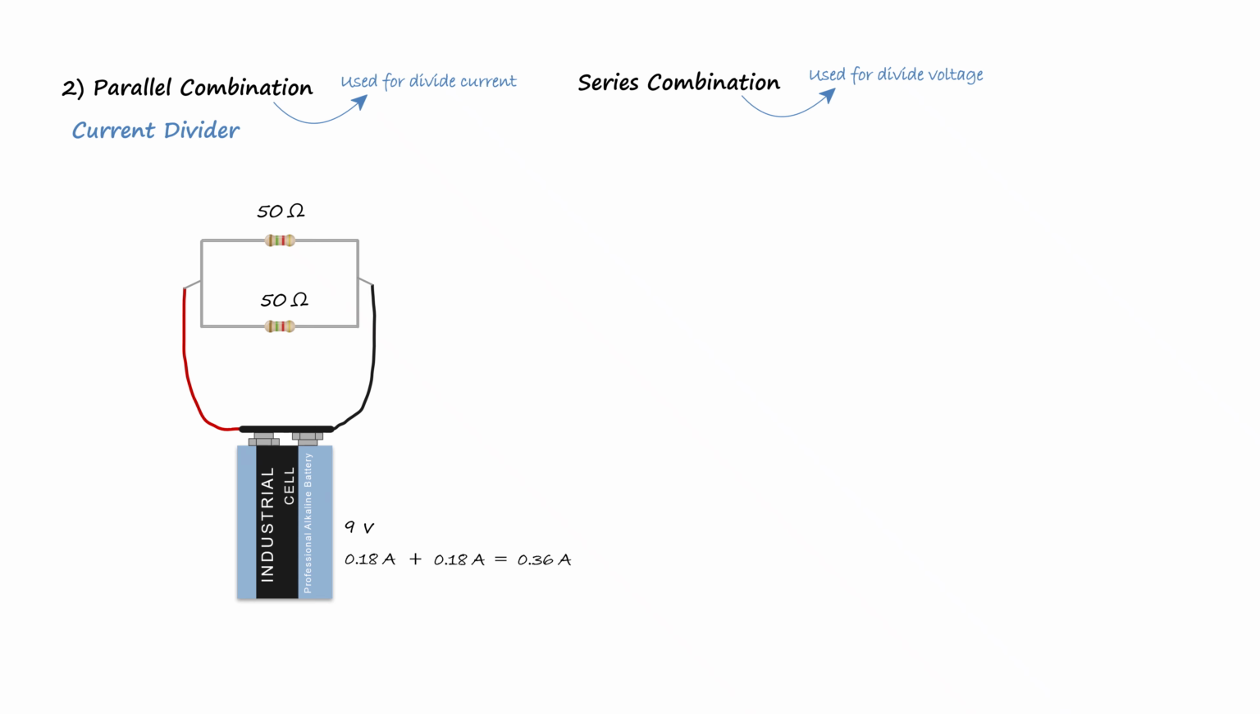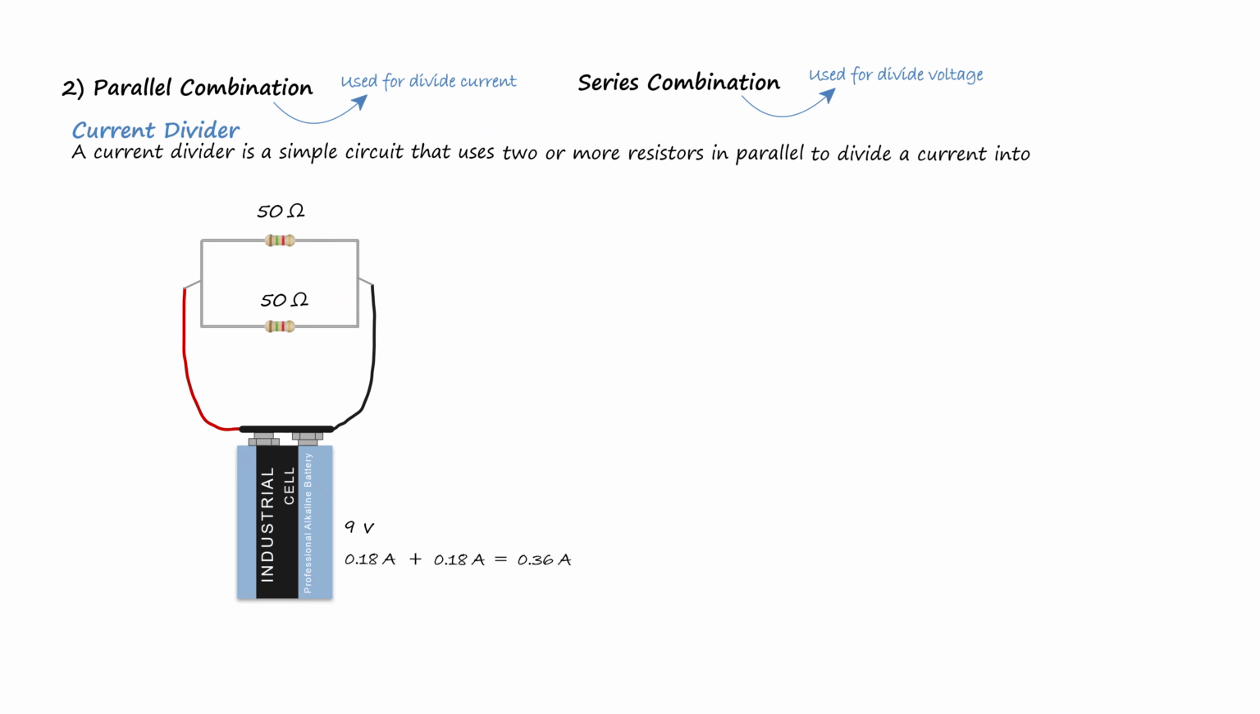And generally, when we define current divider, a current divider is a simple circuit that uses two or more resistors in parallel to divide a current into what? Into a smaller current. So this means mathematically we can write I total is equal to I1 plus I2 plus I3 plus so on.